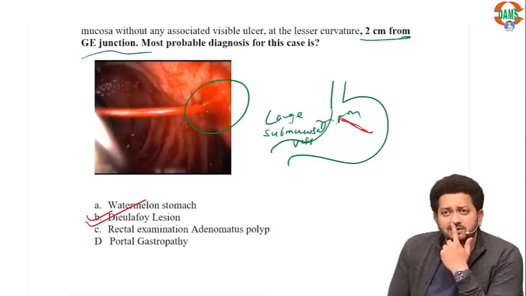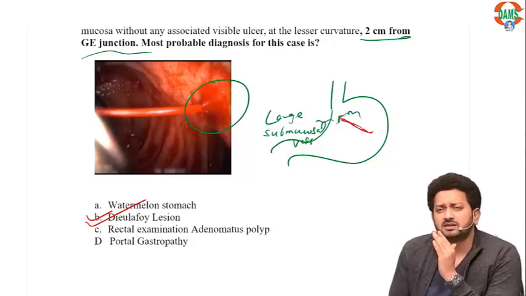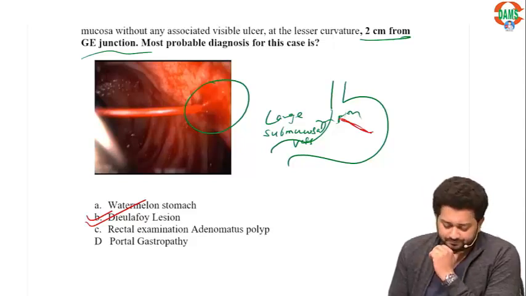Watermelon stomach is gastric antral vascular ectasia. That is, you will not see this kind of bleeding there. A very little microscopic bleeding occurs, which leads to anemia.